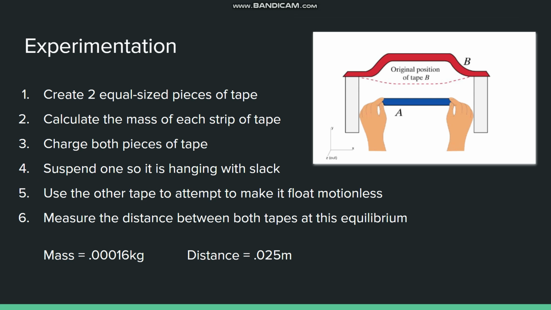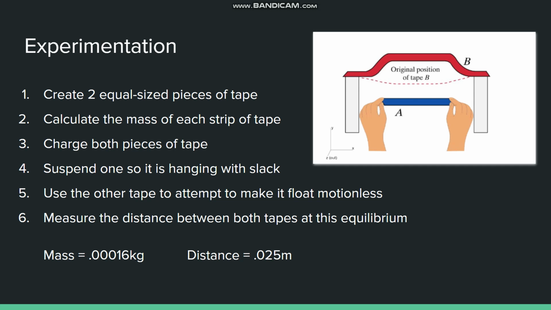So the experimentation for this lab was essentially the same as the second half of the last lab. We just created two equally sized pieces of tape and then calculated the mass of both of those pieces of tape, charged them by placing them on top of another piece of tape on our desk and ripping them off, and then suspending one of those pieces of tape so that it had a little bit of slack in it. Then, as you can see in this diagram, we took another piece of tape and tried to get that top piece of tape to float motionlessly.